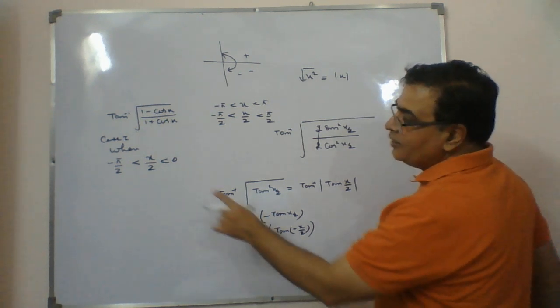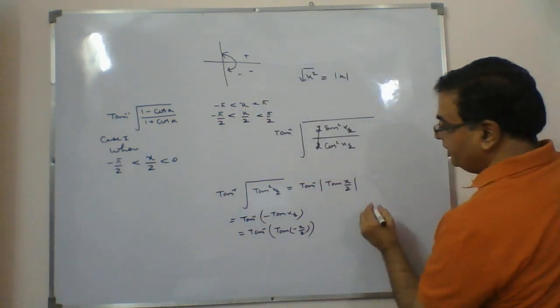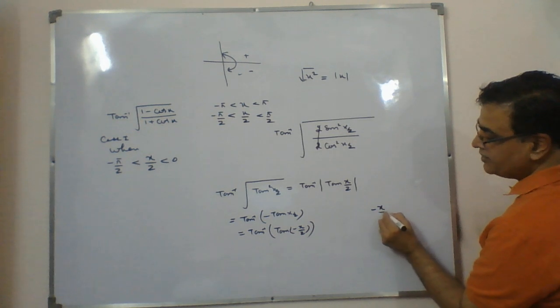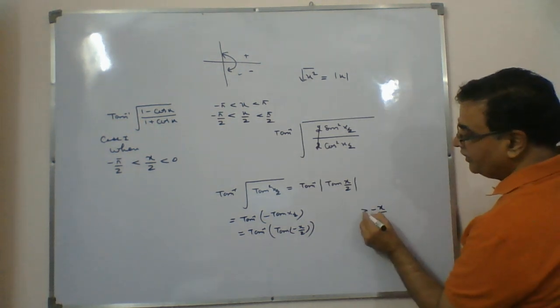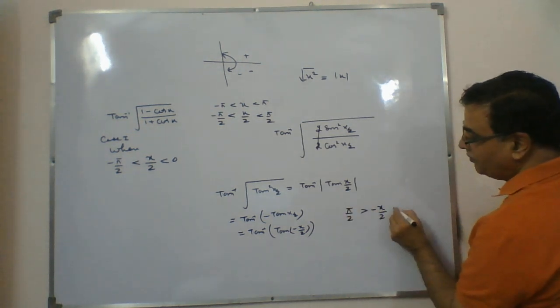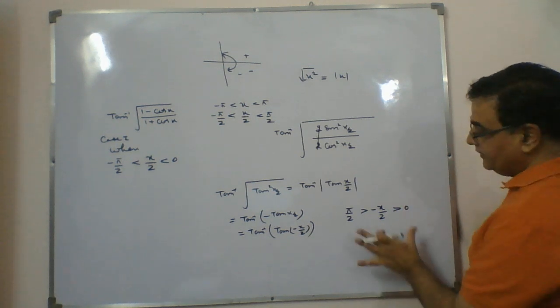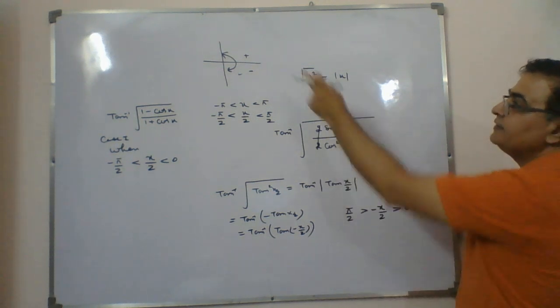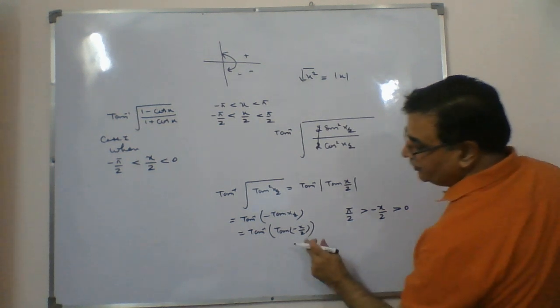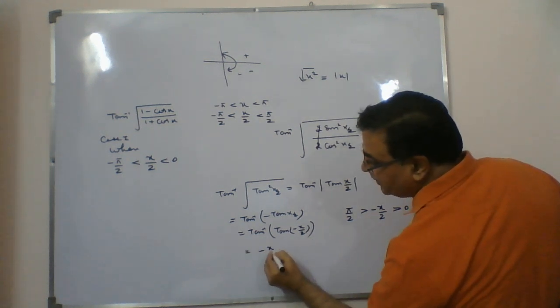Now x by 2 is here. If I change the sign, minus x by 2 will go between 0 and pi by 2. Yes, it is between 0 and pi by 2, in the first quadrant. So the result comes out to be simply minus x by 2.